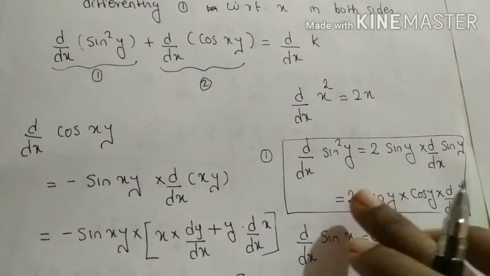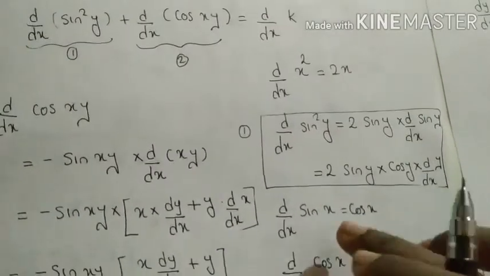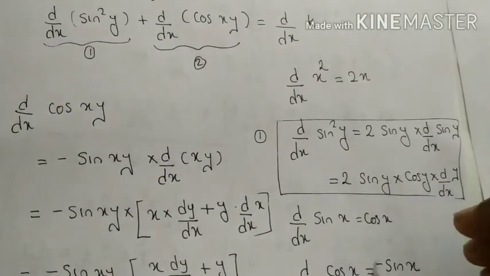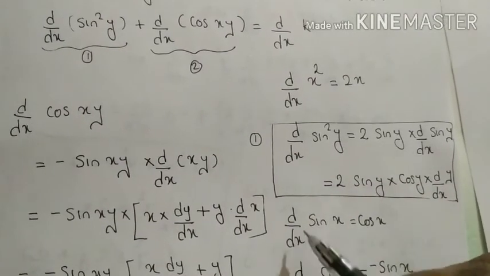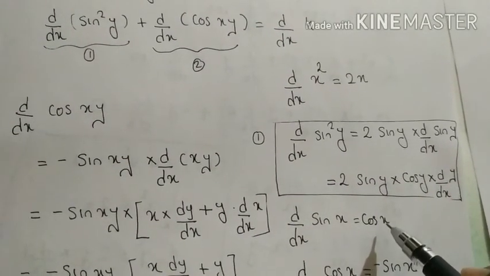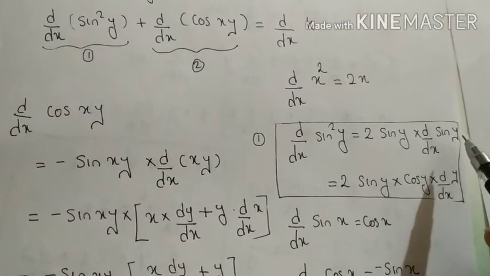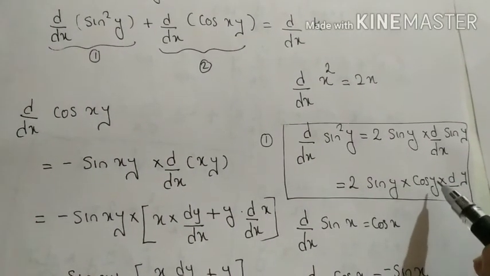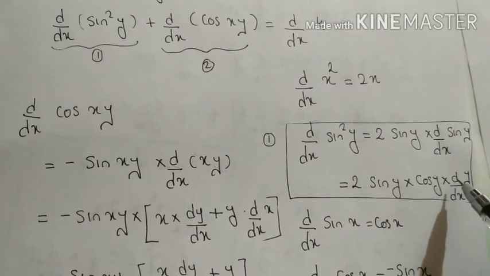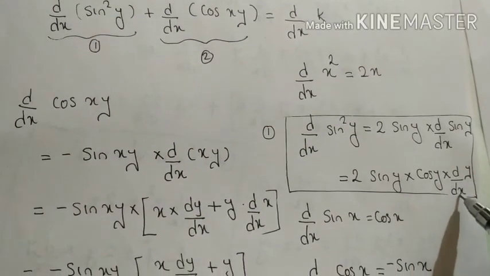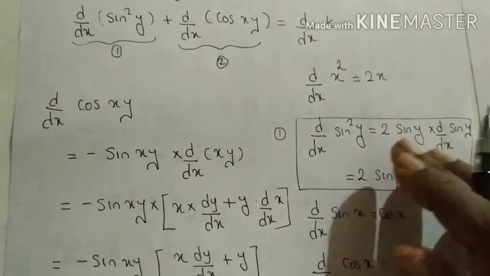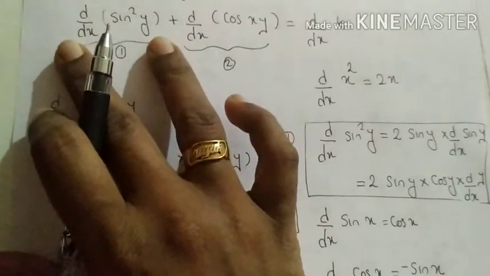The standard form of the derivative of sin x is cos x. If the derivative of sin x is equal to cos x, then the derivative of sin y becomes cos y. y is another function, so using the chain rule we need to write dy by dx here. So this is the answer of the first term.